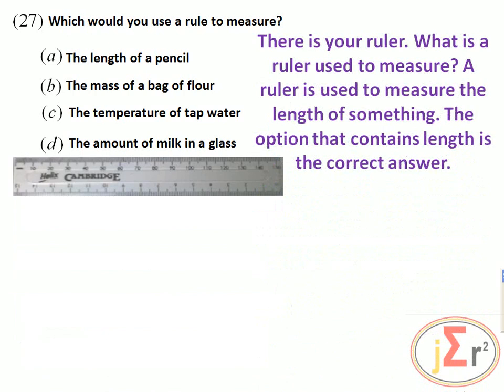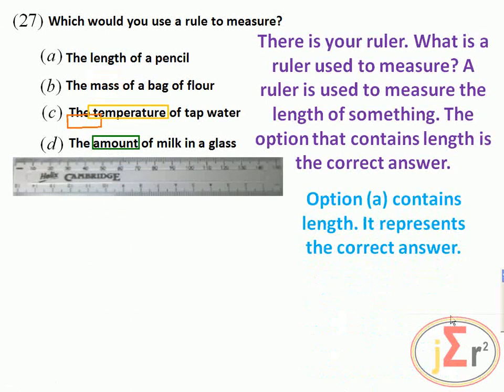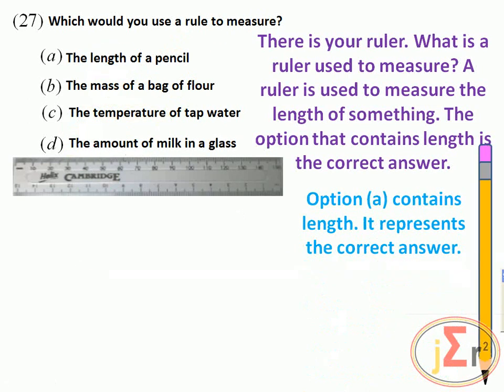What is a ruler used to measure? A ruler is used to measure the length of something. The option that contains length is the correct answer. A ruler is used to measure the length of something. And we have the length here of a pencil. So option A is correct. But why do we put these in? Length, mass, temperature, amount. Option A contains length. It represents the correct answer.